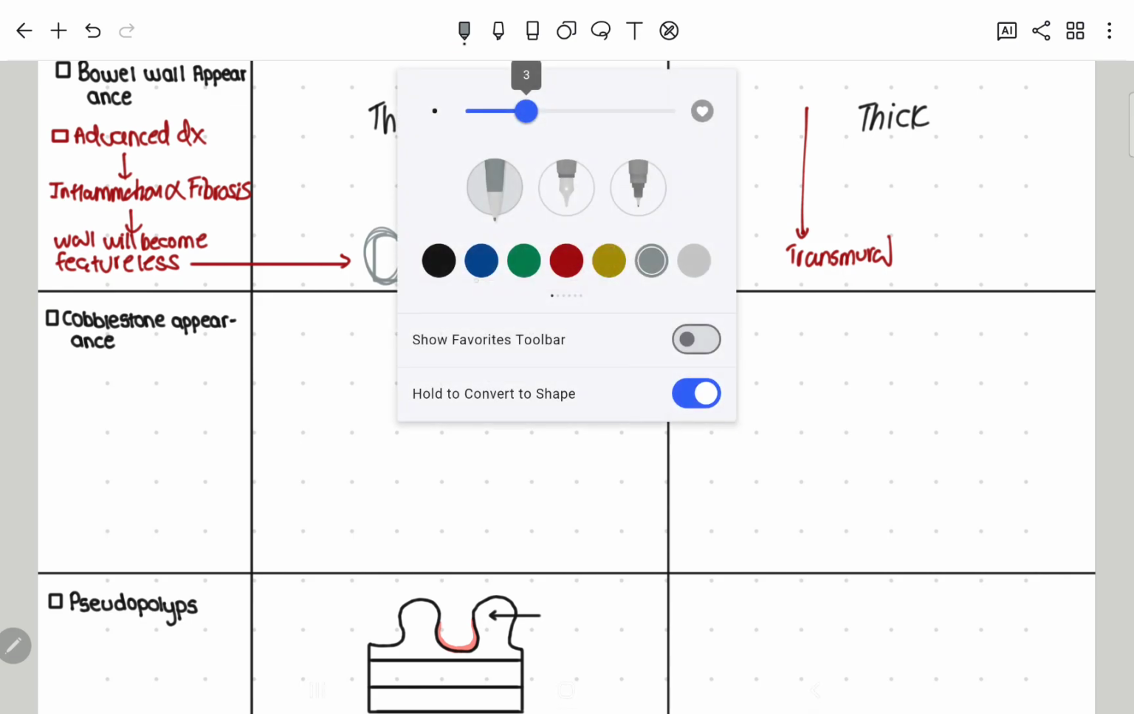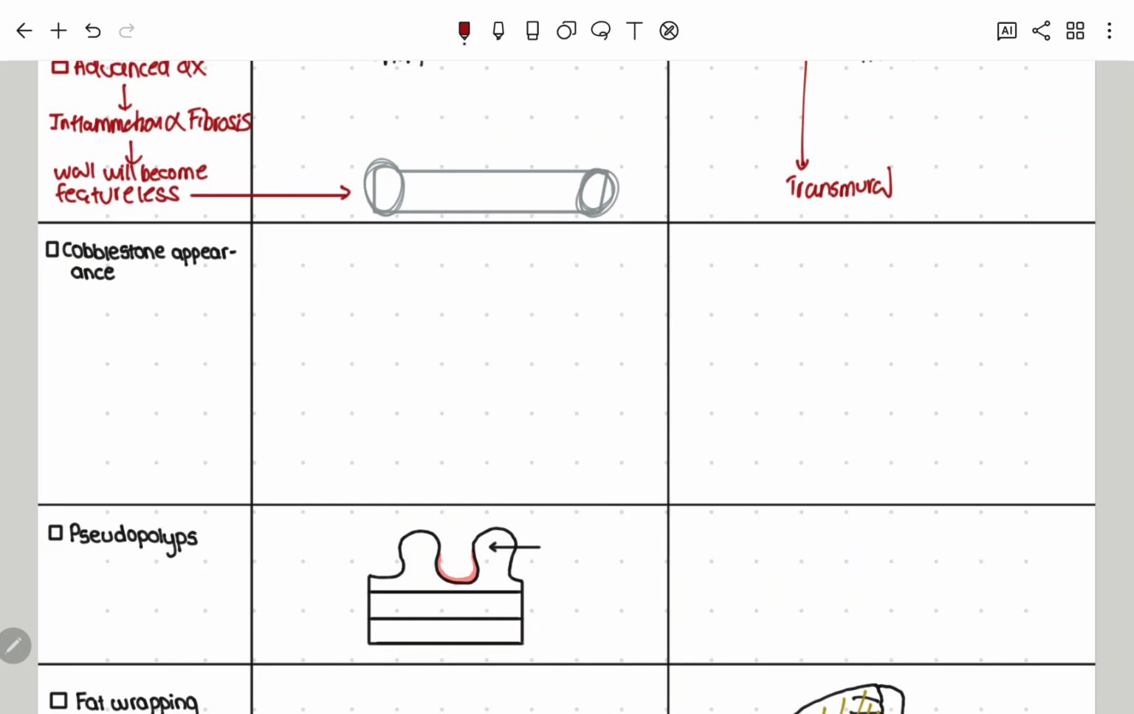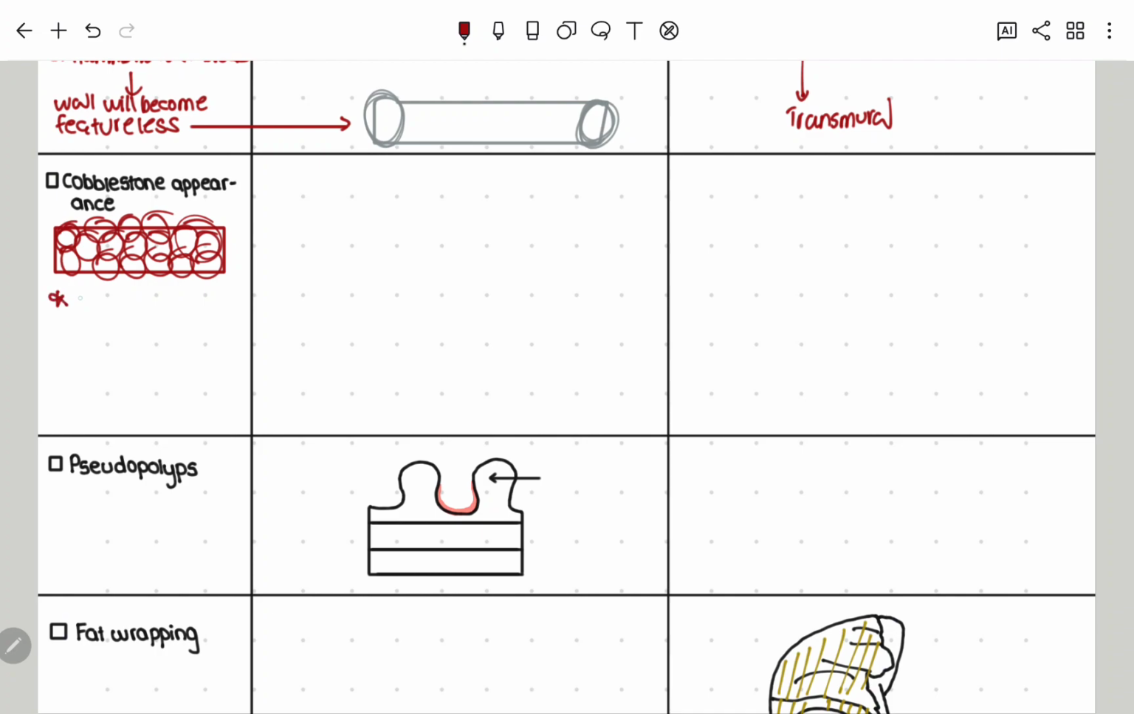The next defining feature that we need to talk about is whether or not we have a cobblestone appearance. What this basically means is that if you imagine the wall of the intestines and you look into it morphologically, it would look something like this, a cobblestone appearance of sorts. And why this is occurring is because you have deep mucosal ulcerations mixed with nodular submucosal thickening.